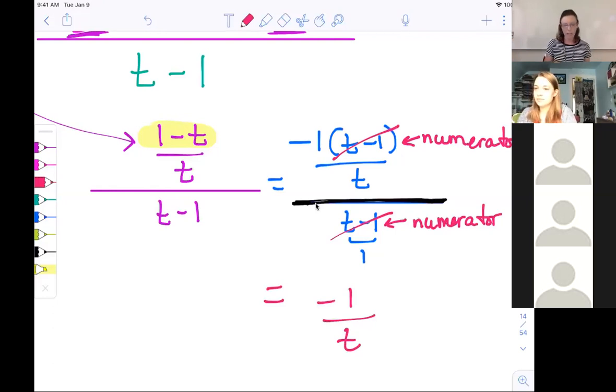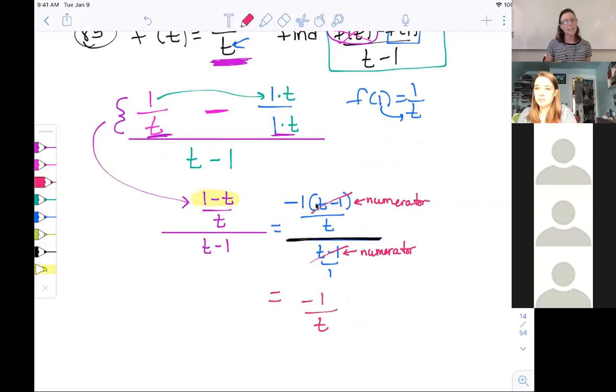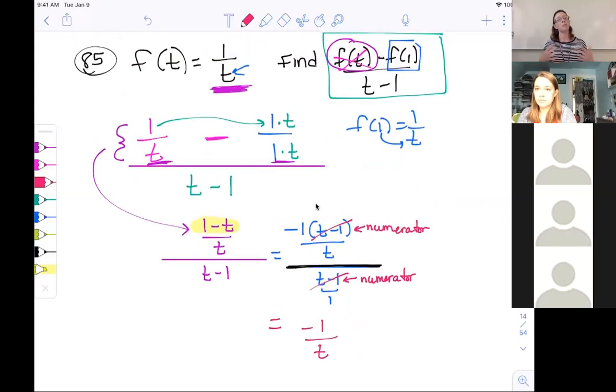So again, look at your 86. 86 is very similar, and I have the solution worked out for 86 as well. So check that out again if you didn't get to already. Are there questions?